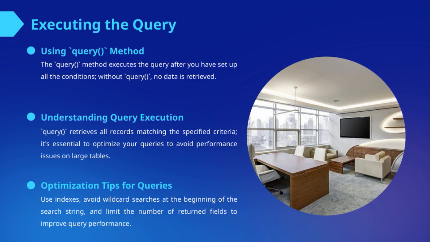When we talk about using the query method, it's important to understand that it triggers the retrieval of data based on what you've specified. But just writing the query isn't enough. Optimizing it is essential, especially when dealing with large datasets. Some practical tips include using indexes to speed things up, avoiding wildcard searches at the beginning of your search string because they can slow down performance, and limiting the number of returned fields to only what you need. These small adjustments can make a big difference.